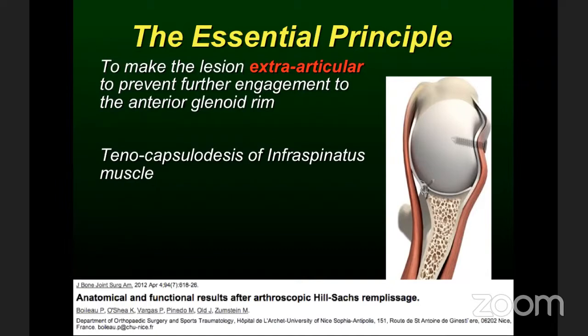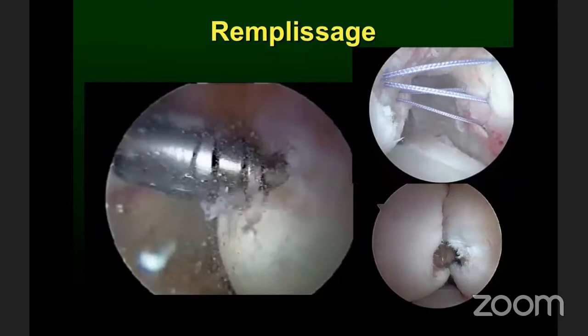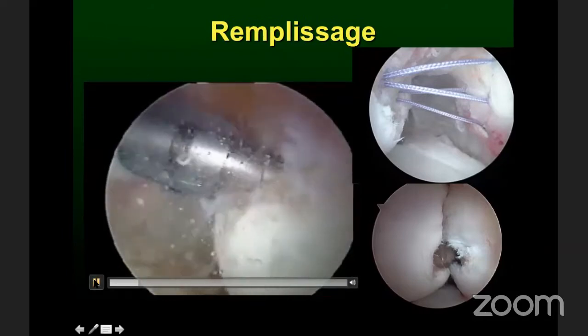Yeah. So tenocapsulodesis of the infraspinatus muscle was done in the Hill Sachs lesion, and this makes the lesion extra-articular. This was very well described by Pascal Boileau in his paper, where he has shown a very high success rate with this kind of procedure. So this is the remplissage which we do in our clinical practice.